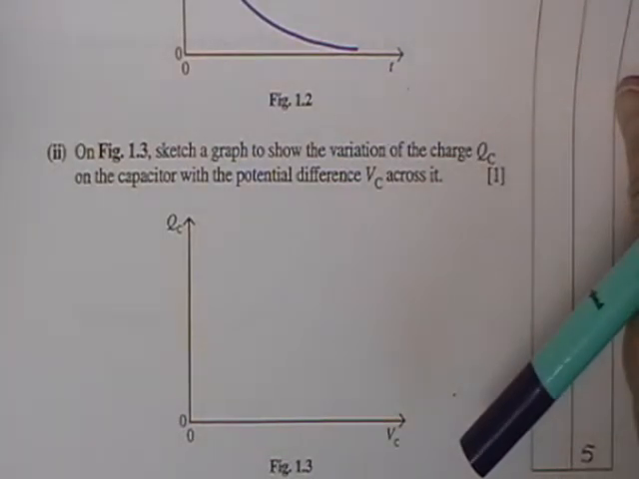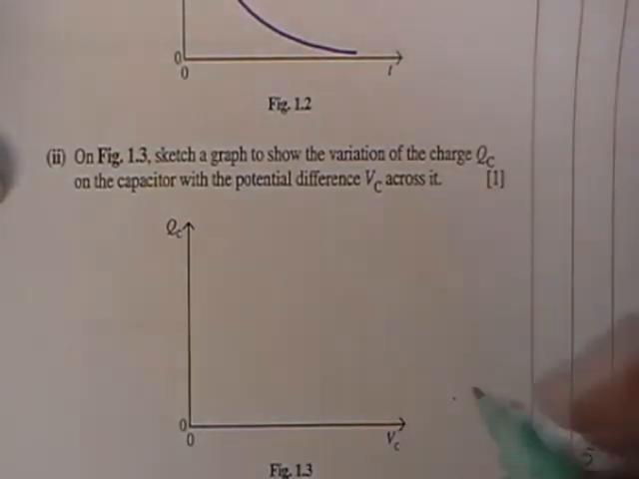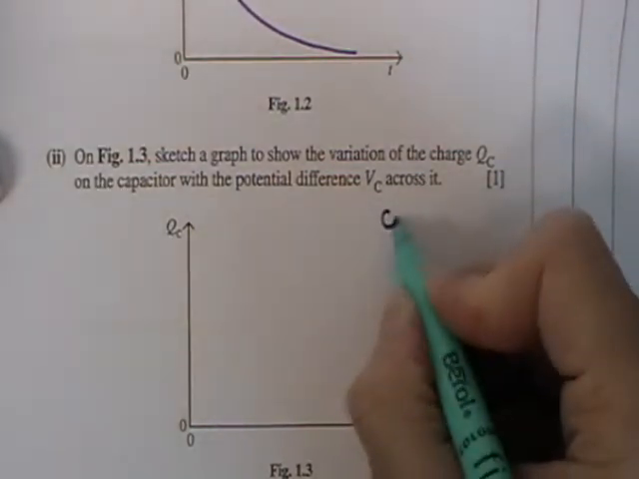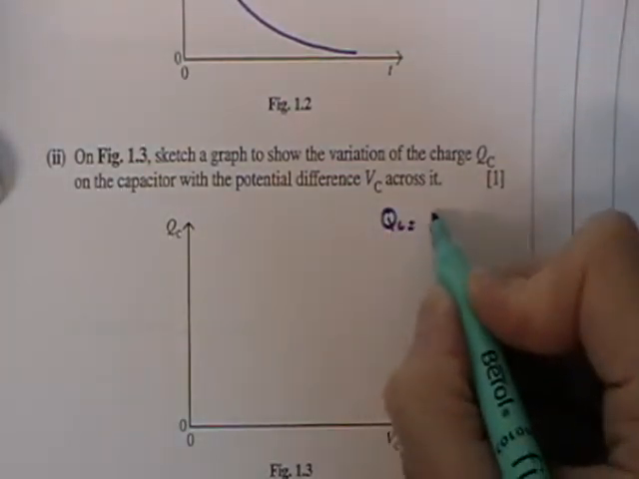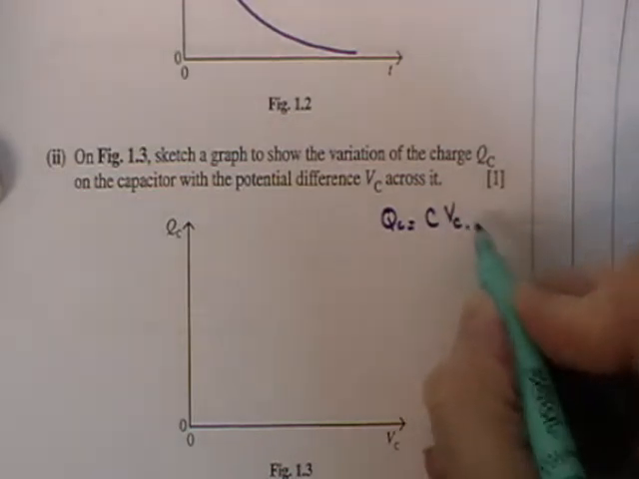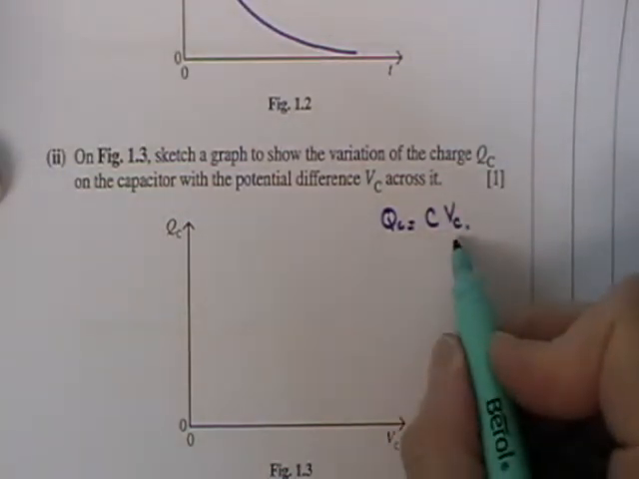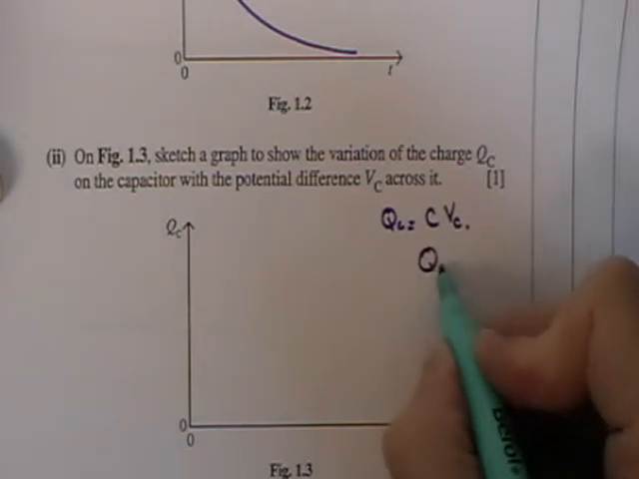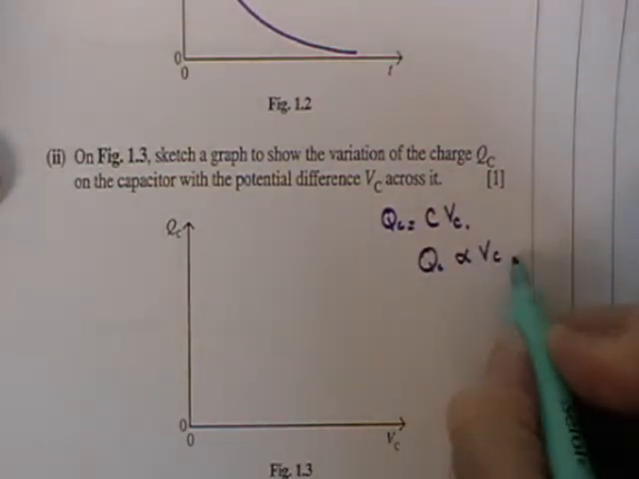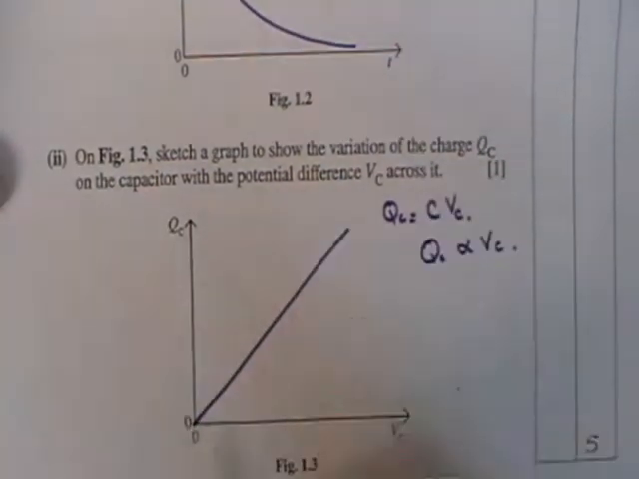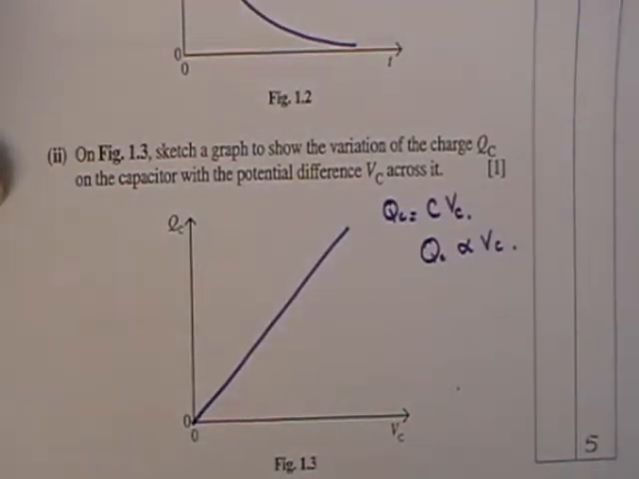On figure 1.3, this is part 2, sketch a graph to show the variation of the charge QC on the capacitor with the potential difference VC across it. So if you write down the equation, Q is equal to CV, and therefore QC is proportional to VC, so it's going to be a straight line which goes through the origin.